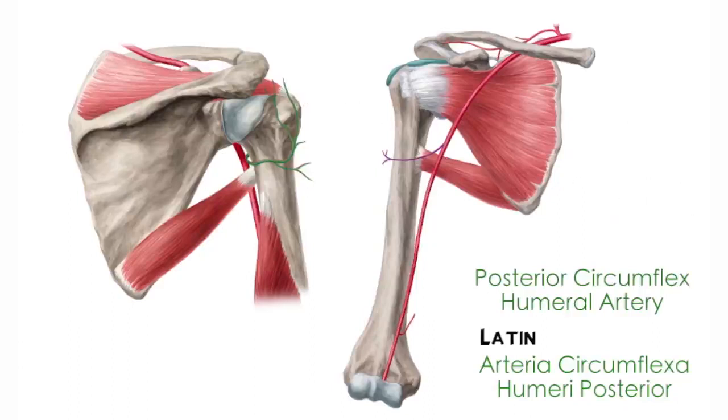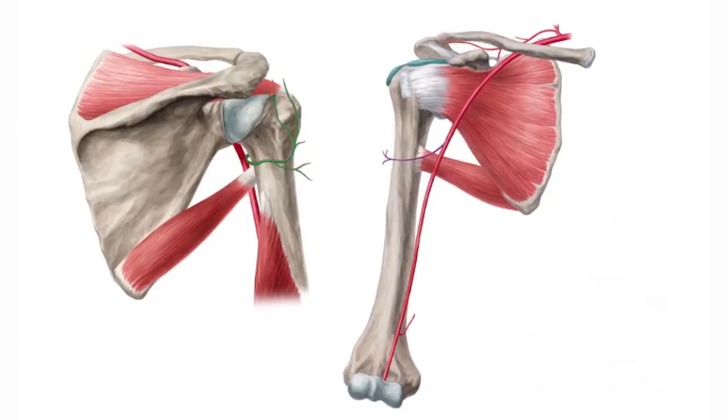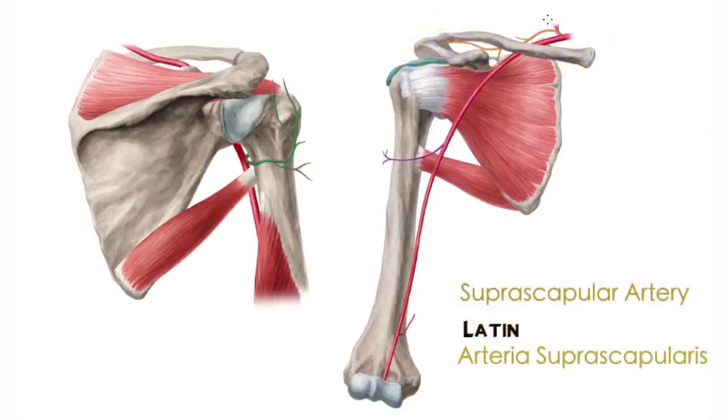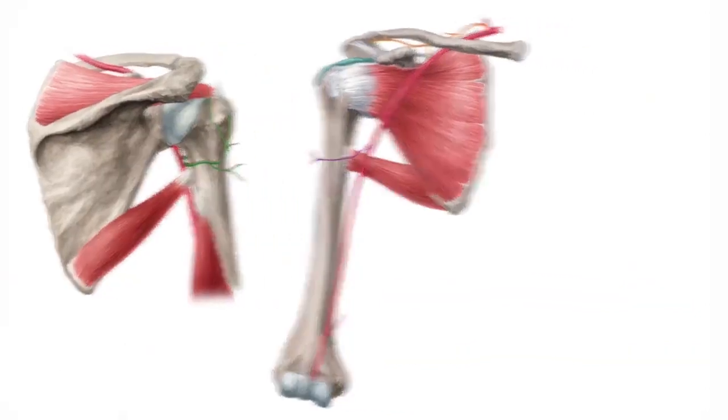Now the other major blood supplier of the shoulder joint is this small vessel here, highlighted in yellow. This is the suprascapular artery, and it originates from the subclavian artery.